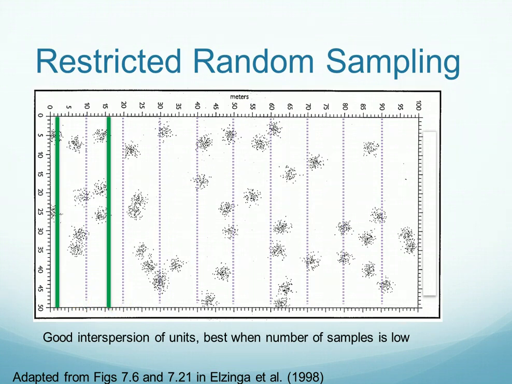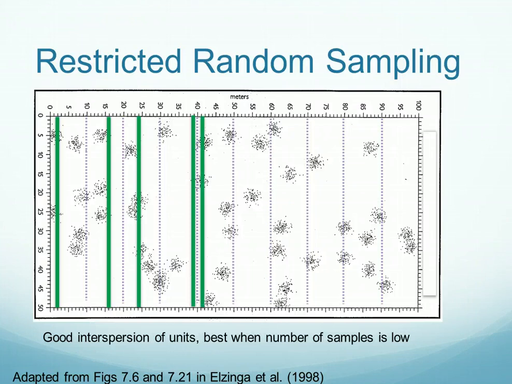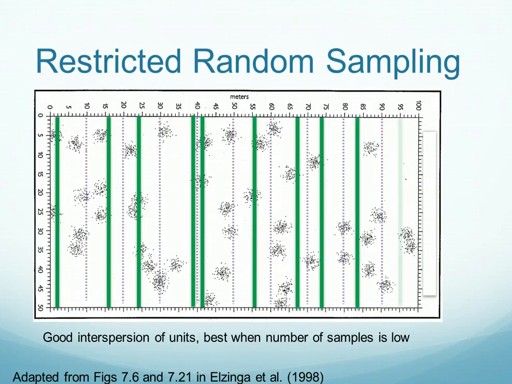If we have the same number of segments that we have required sampling units, we then end up with one sampling unit per segment. The advantage of this is we get relatively good interspersion, although occasionally you may run into a situation like this where two sampling units are relatively close to each other.